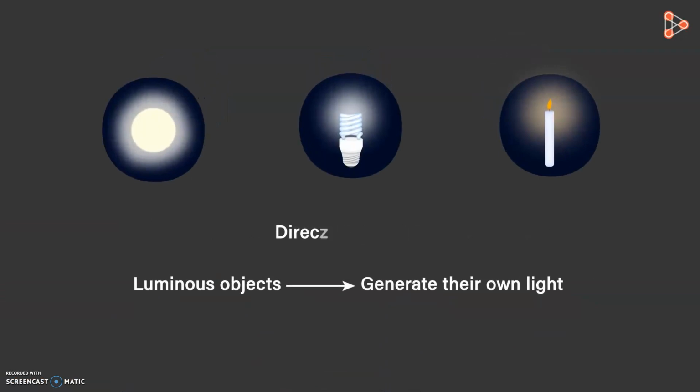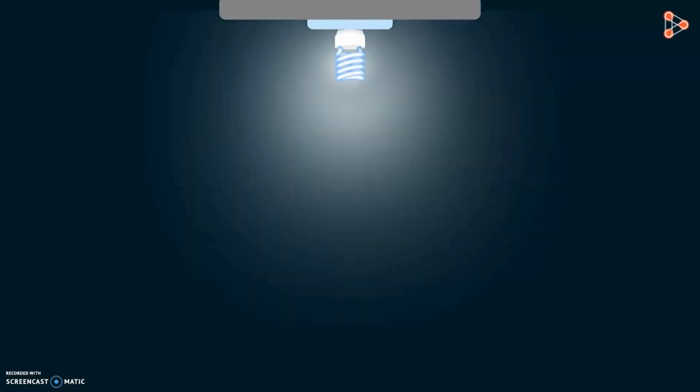What about the direction of light? We have learned before that light rays actually travel in all directions. So here is a fluorescent bulb, and as you can see, it's glowing. Look at the light. The light is actually traveling in every direction in straight lines. These are called rays of light.